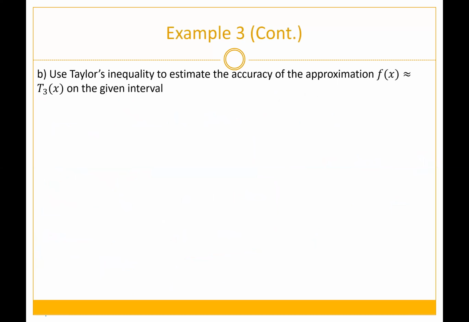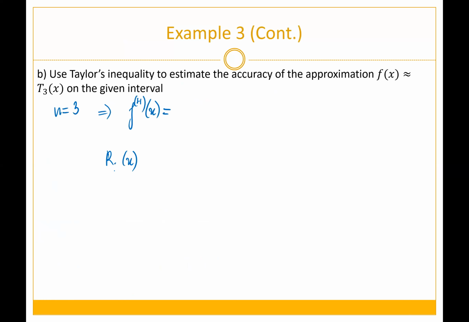Now, the next question is to use Taylor's inequality to estimate the accuracy of the approximation that we just did before. So now you're going to have n equal to 3, because earlier you used T3 of x to estimate. So you're going to have to find the fourth derivative of f to find the error. The formula for the error is Rn of x. Here you have n equal to 3.